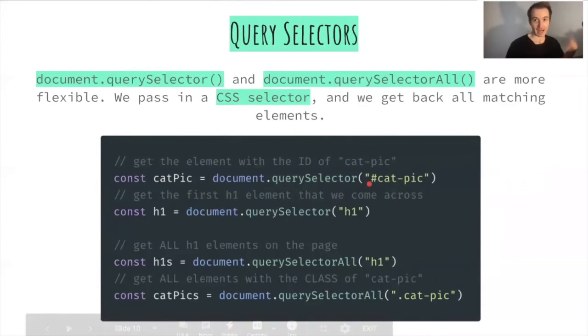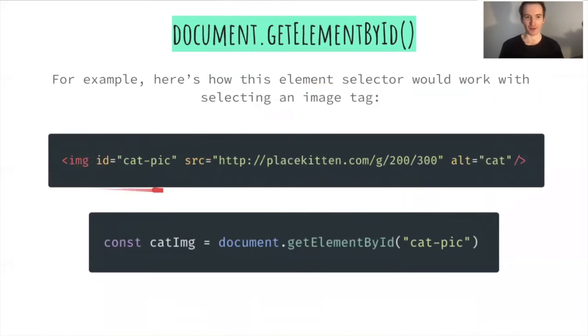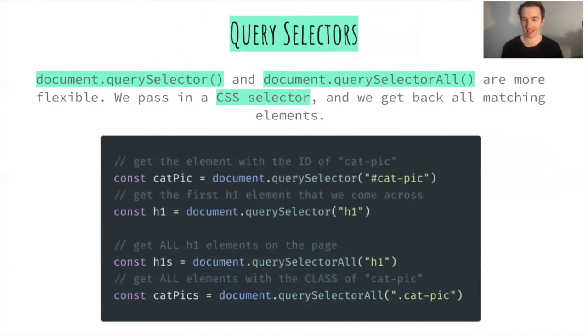For example, if we have a hash in front of something, just like when we're using CSS selectors in our CSS, hash something is an ID. So here we're using query selector, we're passing in hash catpick. Again, it's going to grab the one element on the screen that matches this ID. If you accidentally have more than one element with an ID, which you really shouldn't, this is kind of the one rule with IDs. An ID is just one thing on the screen. But if you had two elements with an ID, it would only get the first one. That's always the rule with query selector. With just query selector, not query selector all, we always get the first matching element on the page.